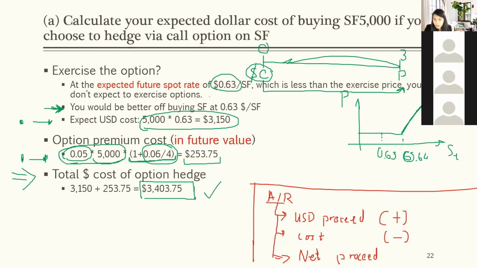So that's something to bear in mind when you do the calculation for option costs. Account payable, which is what we have in this case, you want to compute the total sum for the cost. Account receivable, you want to compute the difference, which is the net proceed. So that sometimes it could be easily mixed up.